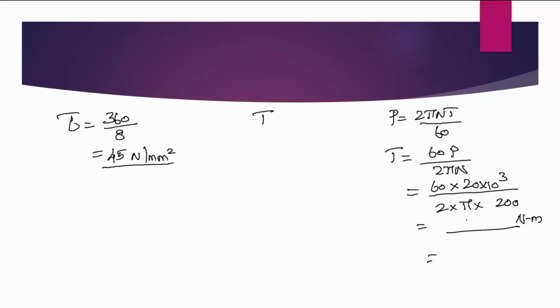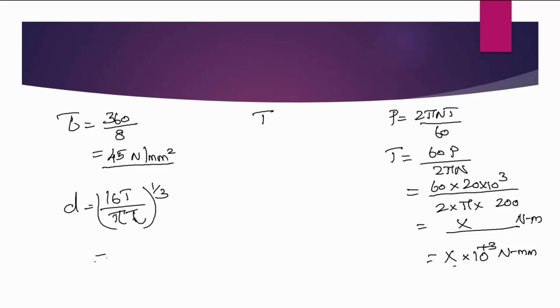So for example, let me take this as x. Then I will be finding x into 10 to the power plus 3 Newton mm, because meter to mm will be 10 to the power plus 3. So substituting everything, d is equal to 16T by pi tau, the whole power 1 by 3. Simplifying this, we will get the diameter of the shaft in mm for the first condition, which is a solid shaft. Before we go ahead and find the diameter for a hollow shaft, let us find the value of Z and tau for a hollow shaft.